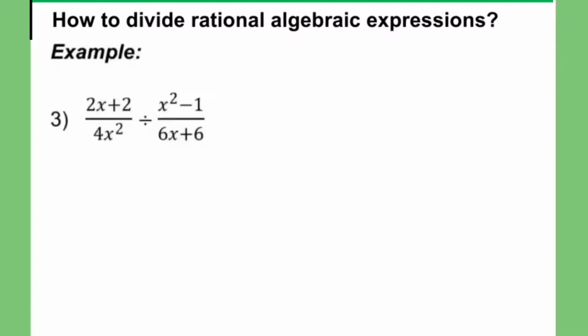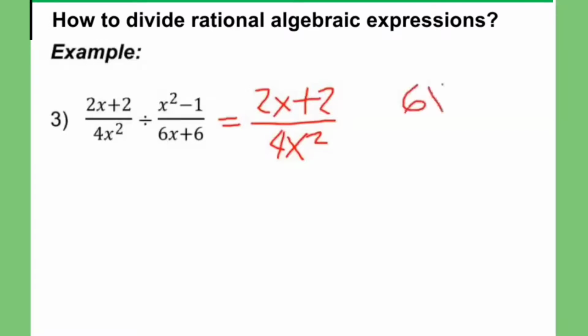Yung unang gagawin natin, kopyahin muna natin yung unang rational expression na 2x plus 2 all over 4x squared. Then, we get the reciprocal of the second rational expression. So, we have 6x plus 6 all over x squared minus 1. Then, the division operation will be changed to multiplication. Kung mapapansin natin, yung numerators natin at saka isang denominator ay binomials. So, let's express them first into their factored form.